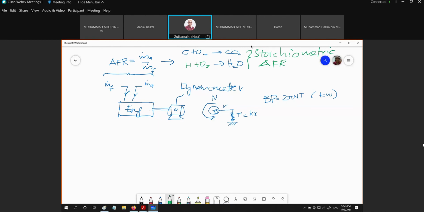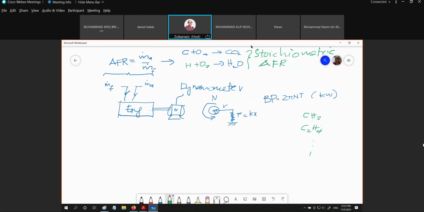And every fuel has its own stoichiometric air-fuel ratio, because we know that, for example, gas, we have CH2, we have C2H4, and so on. Same goes for benzene, which is the main constituent of petrol. So we need to look at the chemical formula of the fuel. Then we need to get the combustion equation. Then we could get the stoichiometric air-fuel ratio.